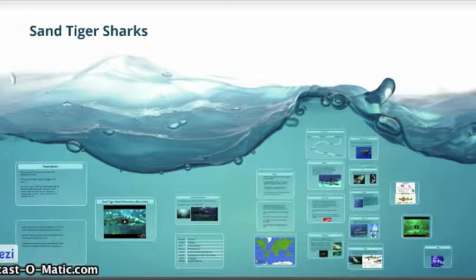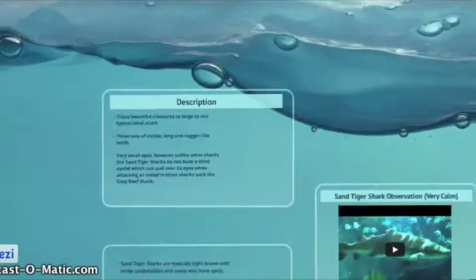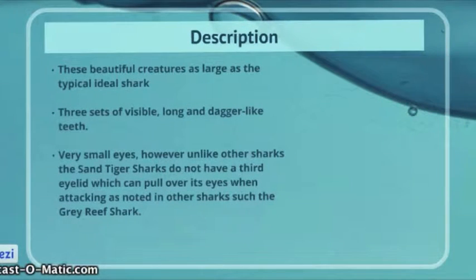I decided to do my ISU presentation on sand tiger sharks. Description: these beautiful creatures are as large as a typical ideal shark. They have 3 sets of visible, long and dagger-like teeth. They have very small eyes.